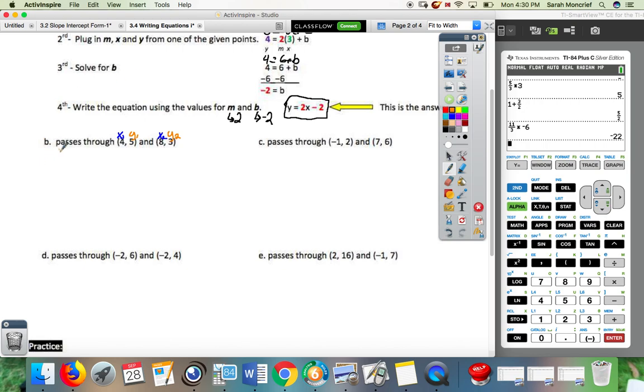So that means, in order to find my slope, my m, I'm going to write it in purple. m is equal to, what was my y2?